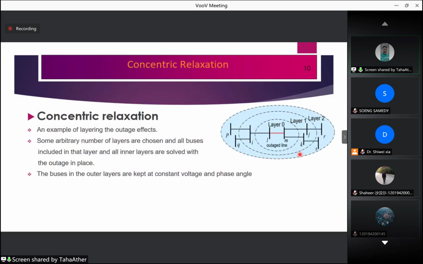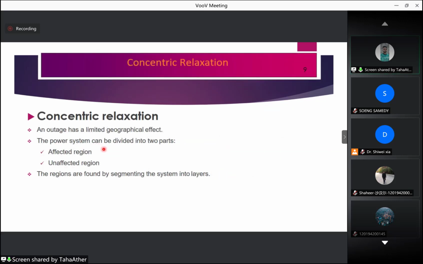To realize any benefit from the limited geographical effect of the outage, the power system must be divided into two parts: affected region and unaffected region. To make this division, the buses at the end of the outage line are marked as layer 0, as I've shown in the figure. The buses that are one transmission line or one transformer from layer 0 are then labeled layer 1. This same process can be carried out layer by layer until all the buses in the entire network are included. Some arbitrary number of layers is chosen, and all buses included in that layer and lower numbered layers are solved as per power flow with the outage in place.